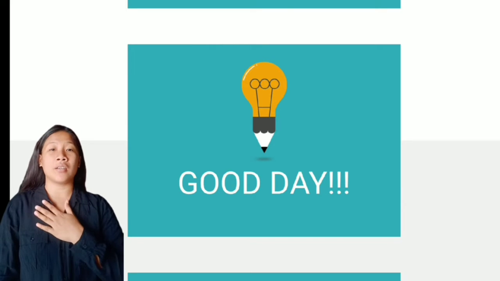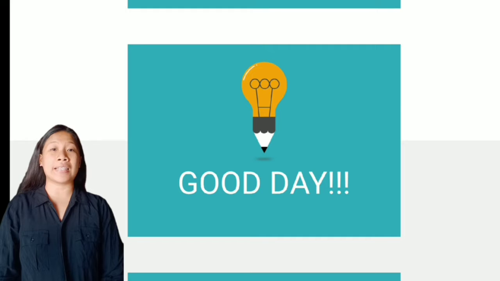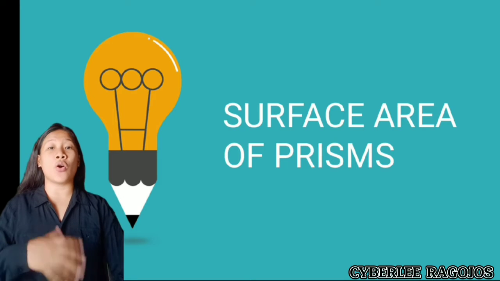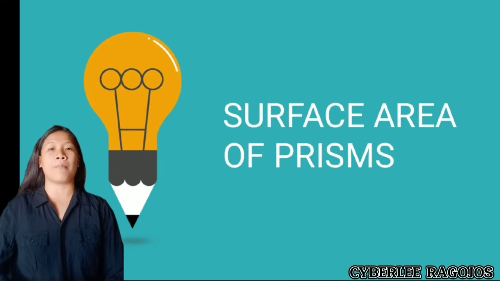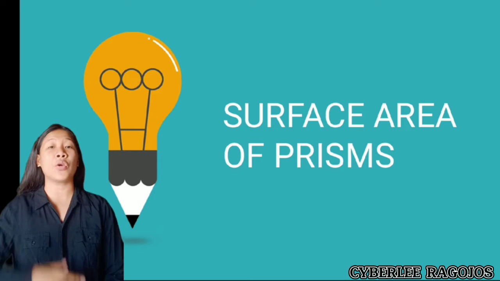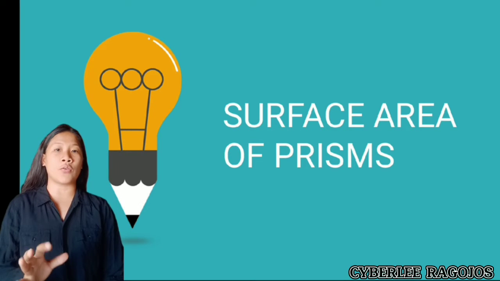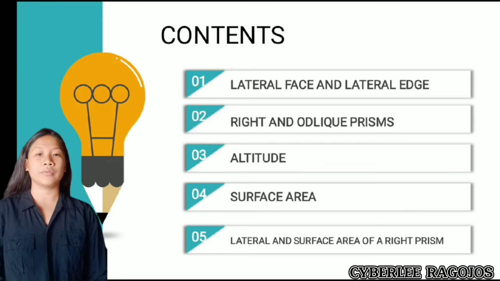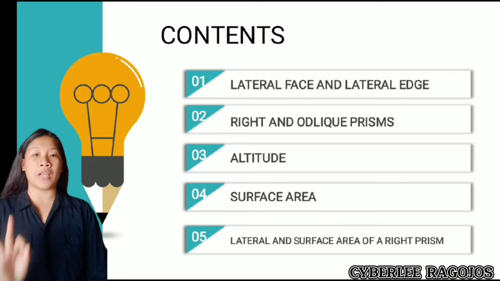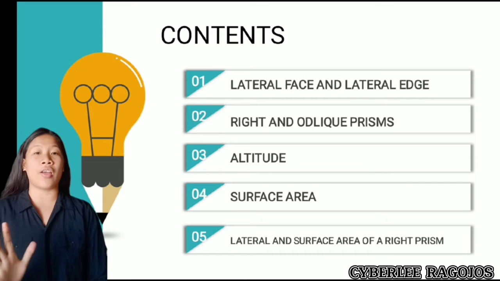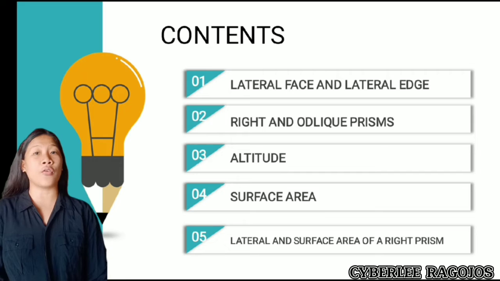We are pleased and it's great to know that you attend the discussion class. So our topic is all about the surface area of a prism. So what comes to your mind, class, if you hear the word prism? Yes, it's all about shapes and having a formula to compute for the surface. Very good. The lateral face, lateral edge, right and oblique prisms, altitude, surface area, and the lateral and surface area of a right prism will be all the contents of our topic for today.